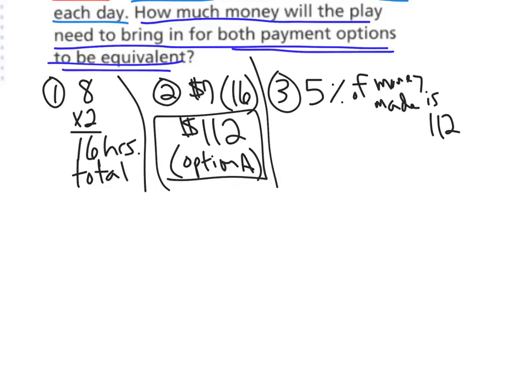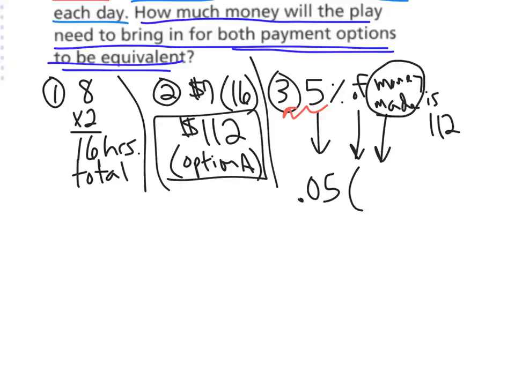So we could change this over using percent equation. 5% as a decimal, move your decimal 2 places to the left, would be 0.05. We know of means multiply. The money made, that's what we're trying to find. If you want to do M for that, you can. Is means equals, and 112.